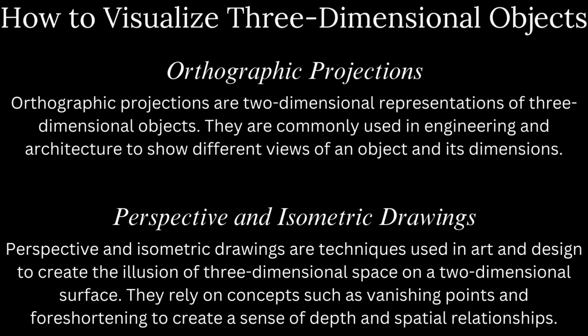Perspective and isometric drawings are techniques used in art and design to create the illusion of three-dimensional space on a two-dimensional surface. They rely on concepts such as vanishing points and foreshortening to create a sense of depth and spatial relationships.